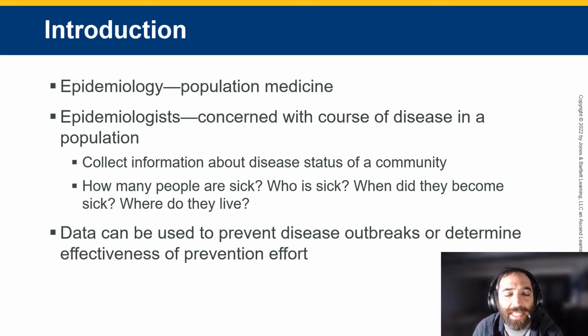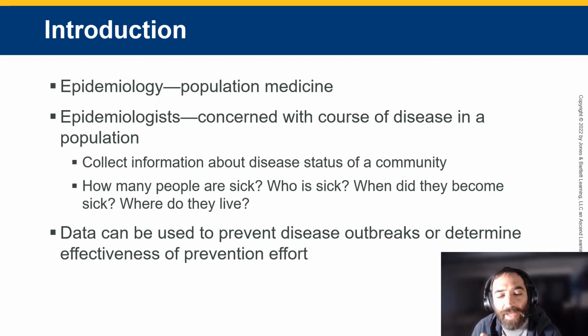What are the outcomes of the disease? Where did this disease come from? What starts it? What prevents it? What allows it to keep going in some people while it stops in others? They're going to collect information about disease status of a community. How many people in the community have that disease? Who are those people? Are they old? Are they young? Are they women? Are they men? When did they become sick?